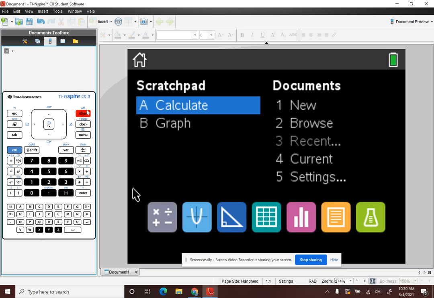So again, when your Nspire comes up, or if it doesn't come up, then obviously you can just click this on button, which is also the home button. And this will also get you to any of the other features that you've got on your calculator. Obviously, the one that we use more than any other is the scratch pad. Now, you've got two different ways to get there. From the home screen, you can click A or click B, whether you want to use the calculator or the graphing function.